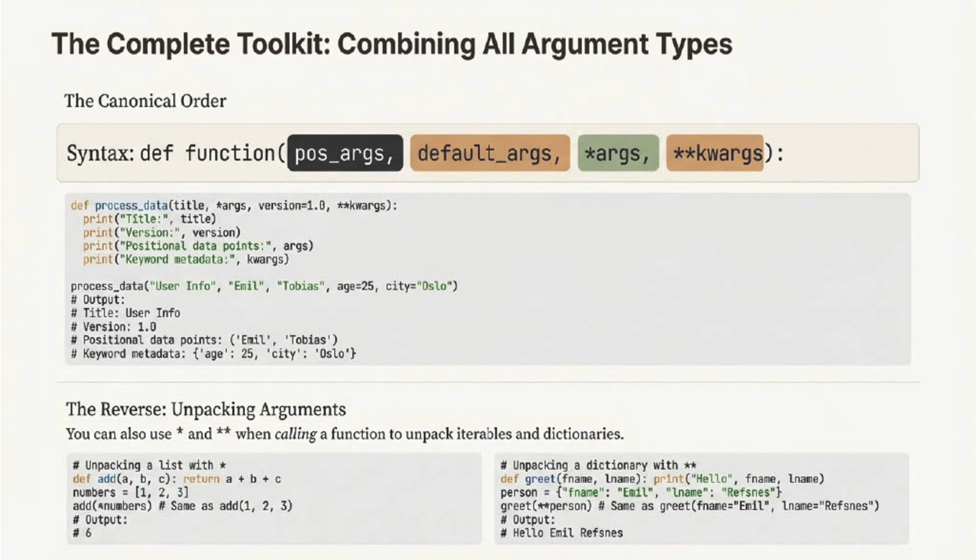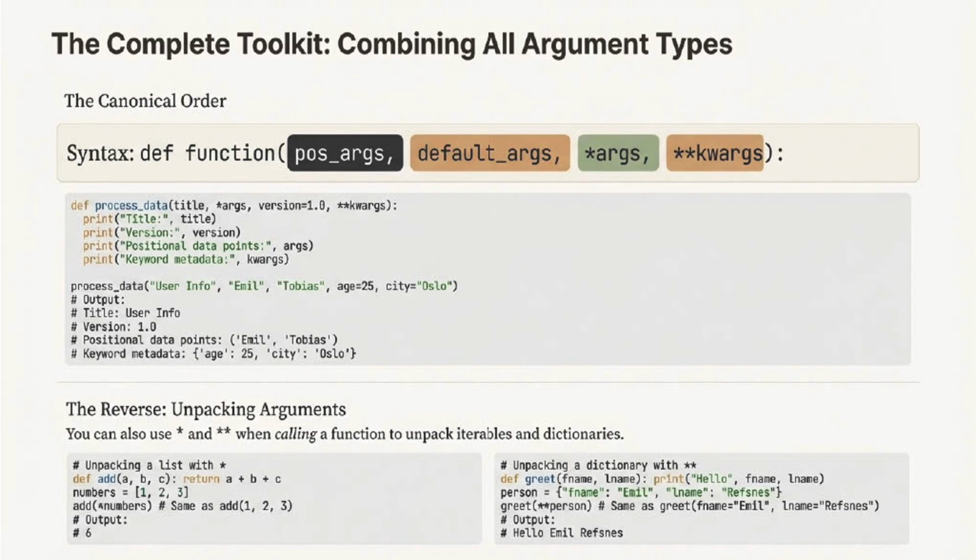Python allows us to combine all types of arguments in a single function. In Python, arguments must follow the order of first positional argument, then default argument, and then *args, and finally **kwargs. In the function process_data, title is a positional argument. Version is the default argument with value 1.0. *args collects extra positional values into a tuple. **kwargs collects keyword values into a dictionary.